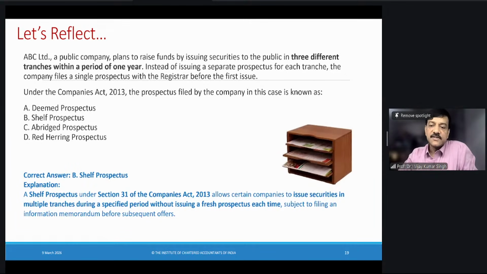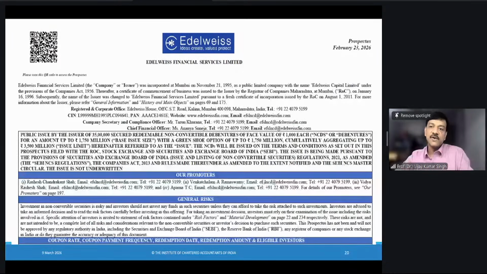So this is a shelf prospectus. Okay. So as you can see here, prospectus is kept in the shelf. Whenever you need to have money, just pick up that prospectus from the shelf and raise the money, because you have already declared everything and there is no material change which has happened in that prospectus. So this is an example of shelf prospectus. As you can see here, this is a prospectus and it is a kind of a shelf prospectus.